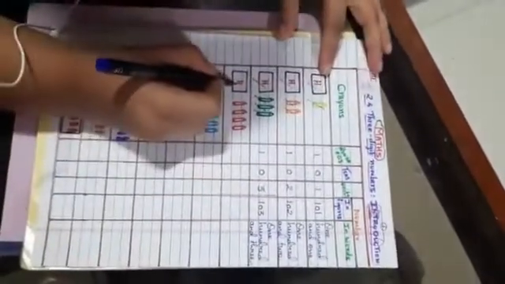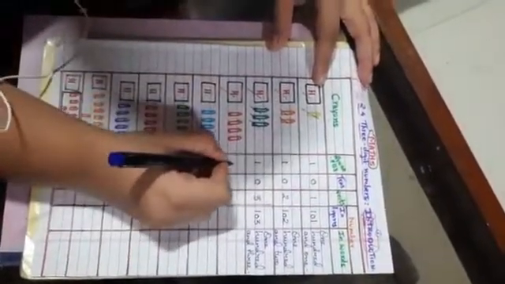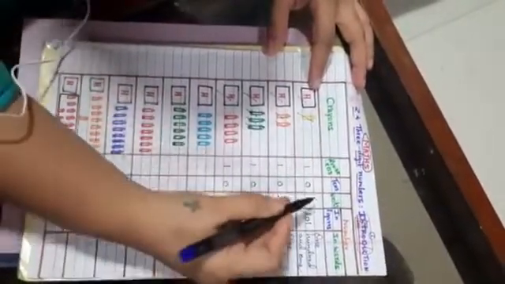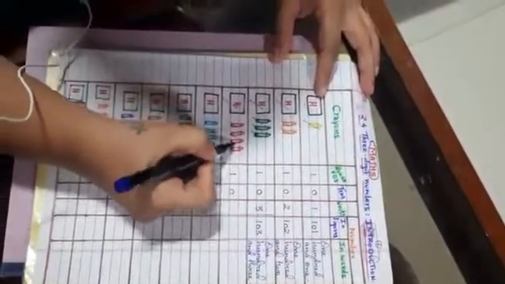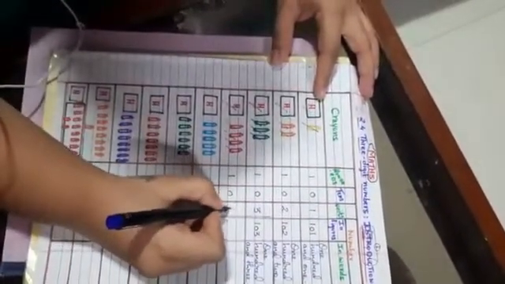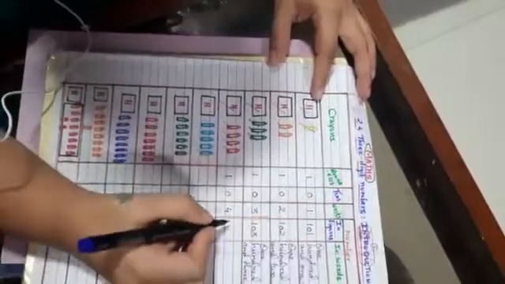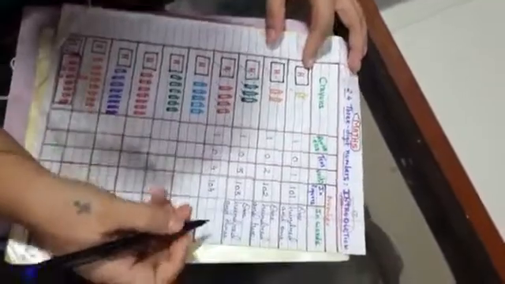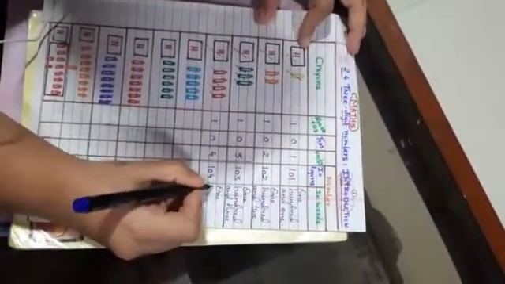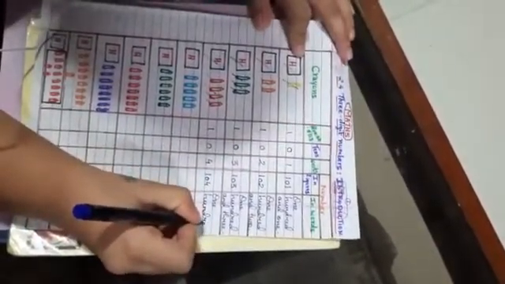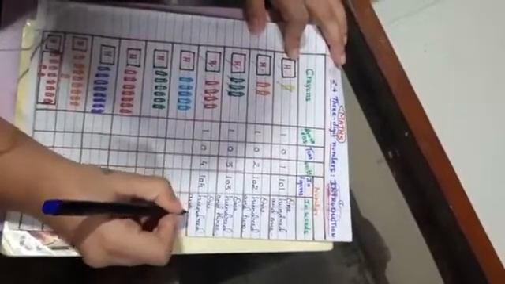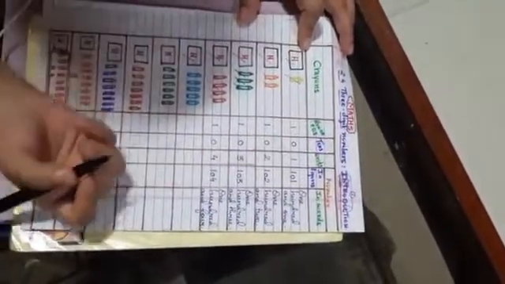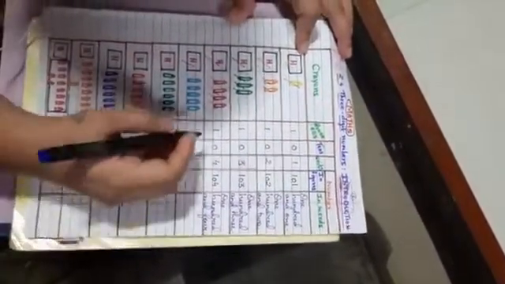Next, in hundreds we have 100. So in the hundreds column 1. We don't have any tens, so 0. In units 1, 2, 3, 4. So we'll put 4 here. Now in figures the number becomes 104. That is 104.